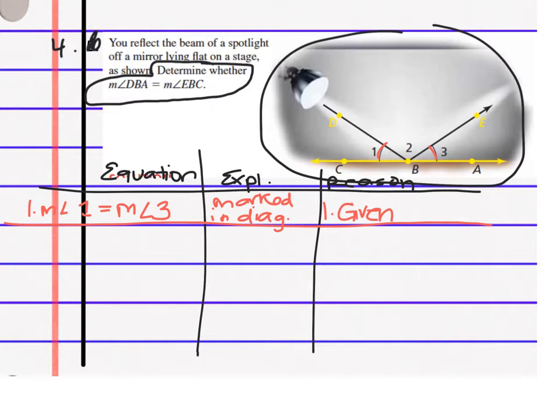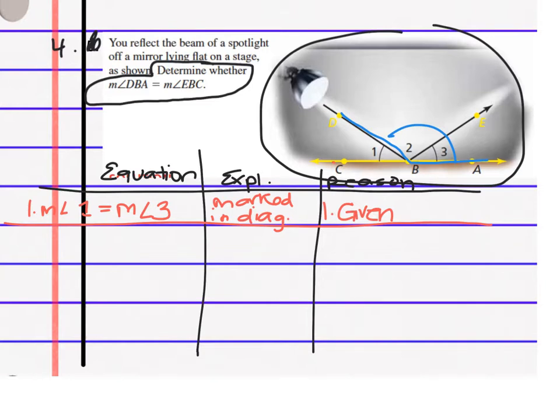All right, next, let's think about what else we know. Because we're trying to prove or determine whether DBA is equal to EBC. So that's our ultimate goal. Let me erase this because it's just getting kind of crowded on here. So what do we know? Let's think about DBA. I'm going to make that blue. So here's D, here's BA, DBA. What do we know about that?